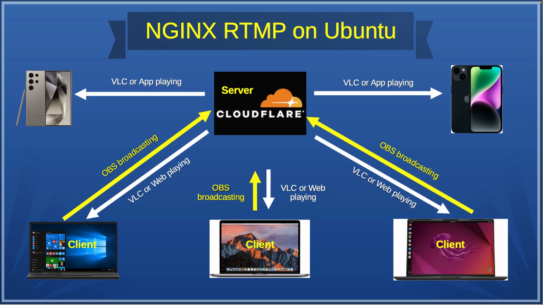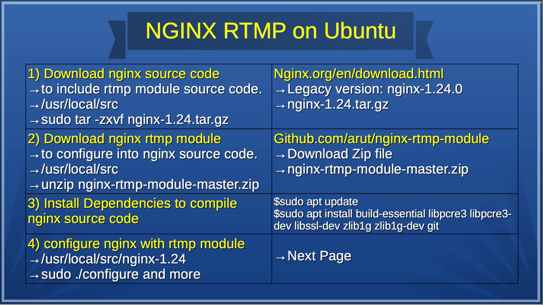I already showed another video of NGINX RTMP installation with the source code. Please take a look at that video. This is live streaming provided by Cloudflare server, streaming as a host using OBS Studio and playing on Windows, Linux, Mac, as well as Android and iPhone. So this instruction is to install the NGINX server RTMP module on your own Ubuntu server.